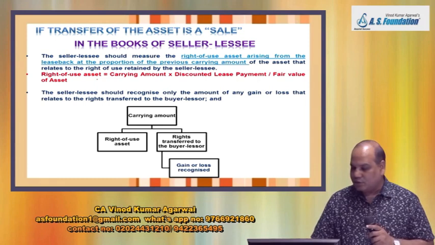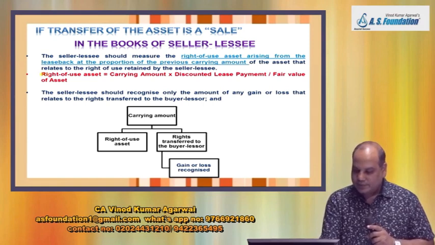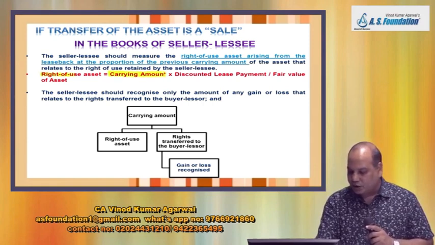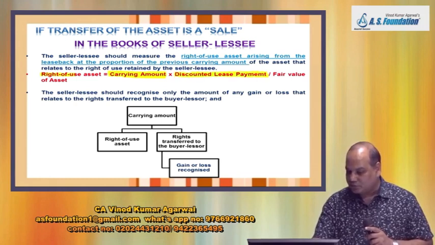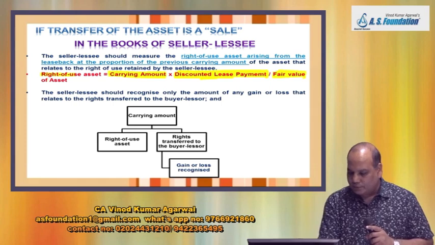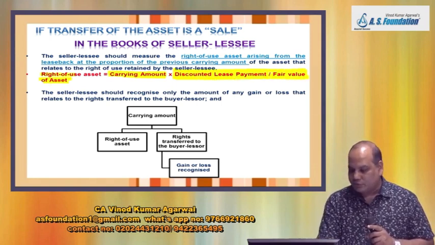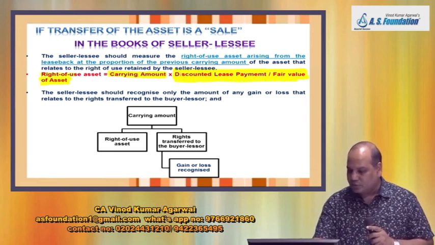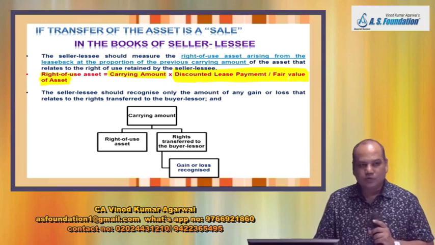Right of use asset, write down the formula. It is the proportion of carrying amount. Carrying amount I will take, then I will take the present value of lease payment upon fair value of the asset. So this is my ratio. Suppose the fair value of the asset is 20 lakh, but the present value of lease payment is only 10 lakh. So 50% of the carrying amount will be retained in the form of right of use asset.